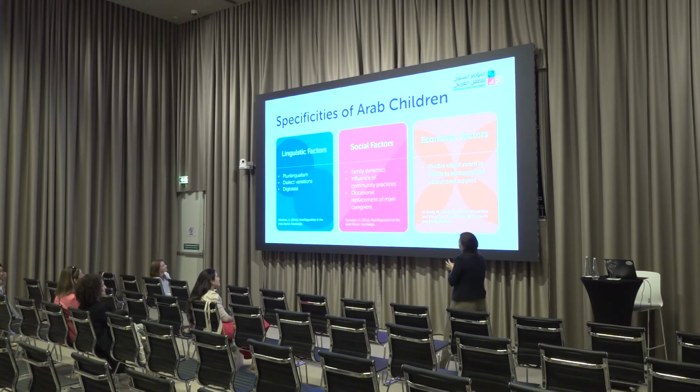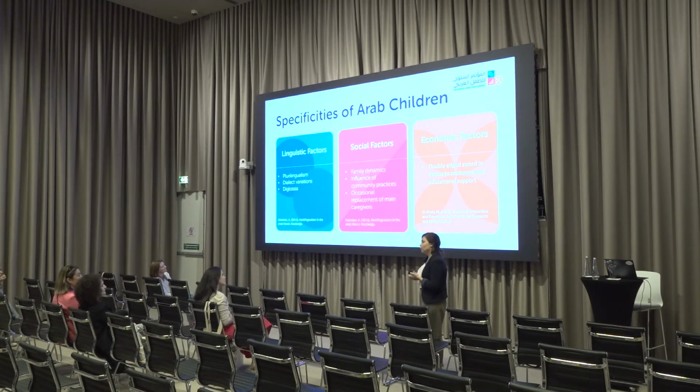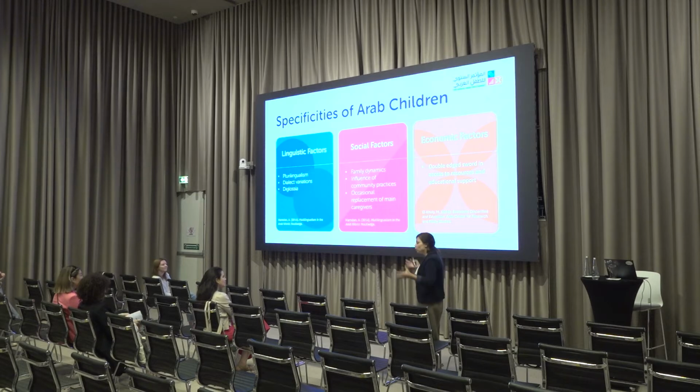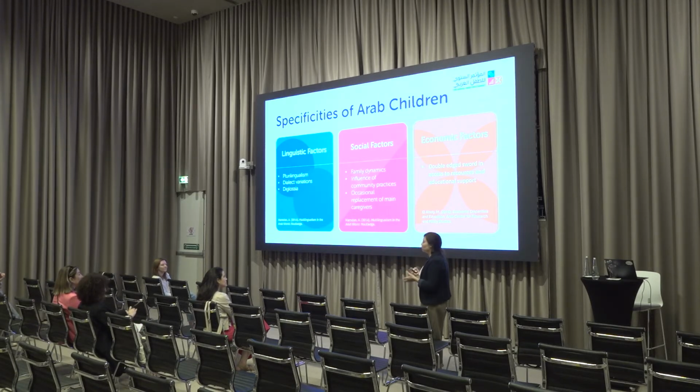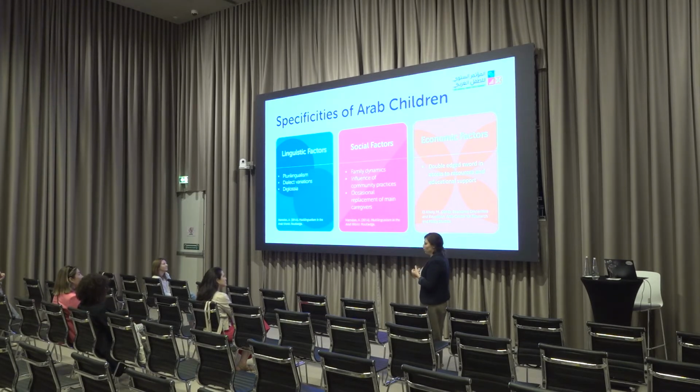Then we have the social factors. We have very particular family dynamics in our Arab countries and community practices. We are very family oriented. We have the teta and the jiddo and everyone raising the child. We say it takes a village to raise a kid, right? We might not have that as much here in Dubai. Teta and jiddo are maybe not around, but somehow we find a community of Arab people around us. So we always have the influence of that community in the raising of our Arab child.